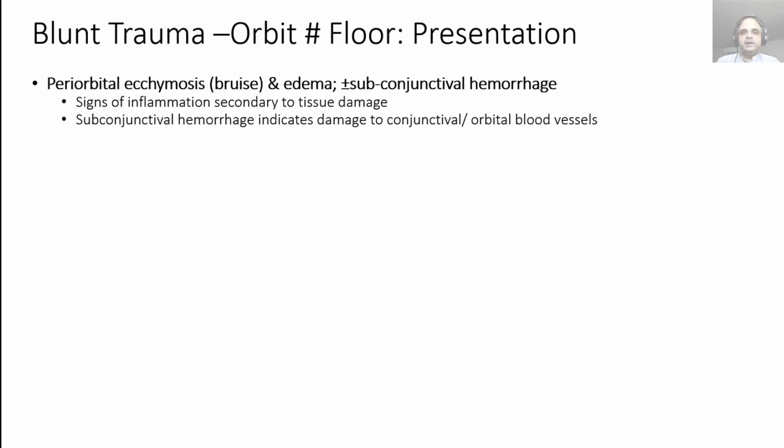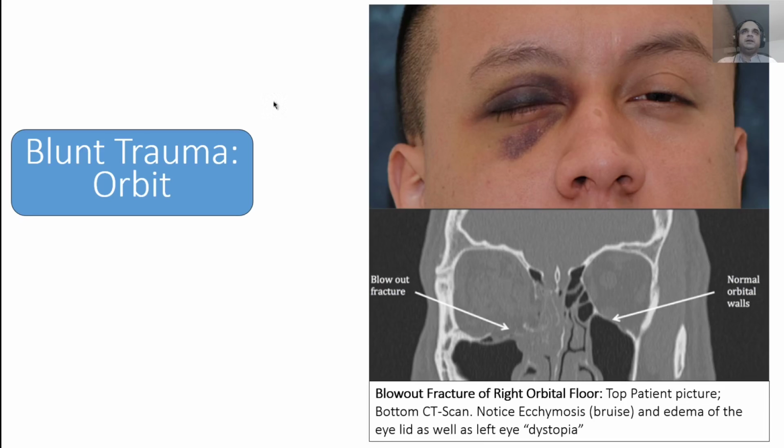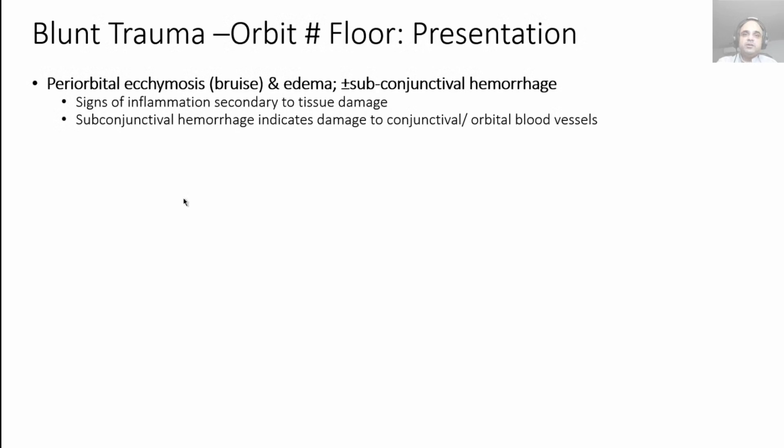So what do you see? Basically, you can see the effects of the damage to the orbit as well as the surrounding tissue. So you are likely to see some bruising around the eye of the lids, as we saw in the picture before. Let me just bring that picture back in right here. A bruise can be seen simply because of transmission of the force, causing rupture of some blood vessels. And you can also see the same in the conjunctiva, which is then called a subconjunctival hemorrhage. That is because of damage to the subconjunctival vessels and/or the orbital vessels.